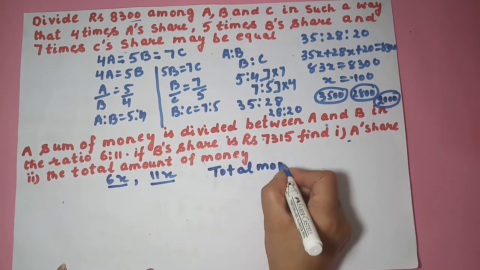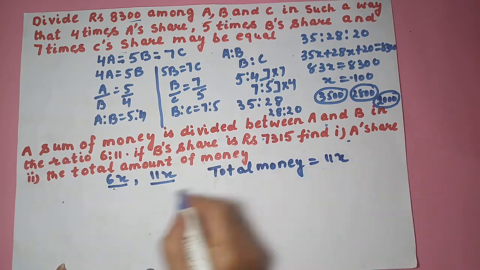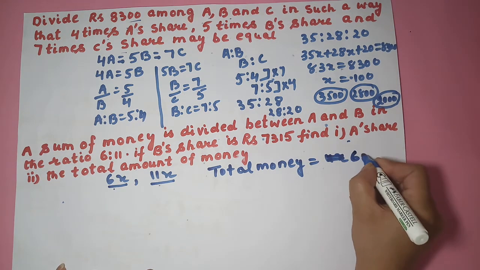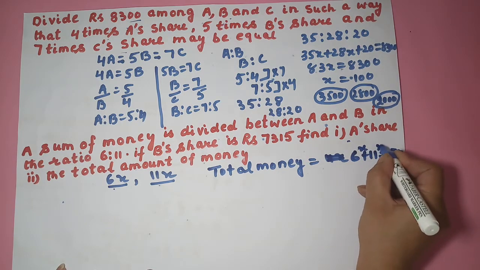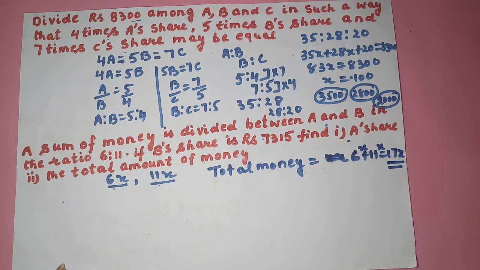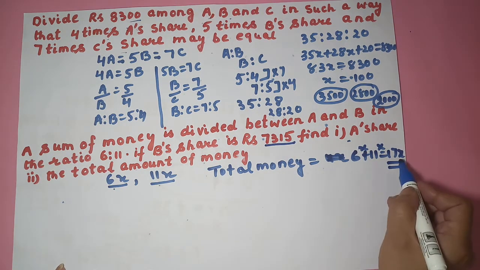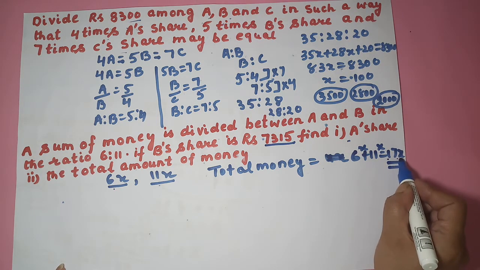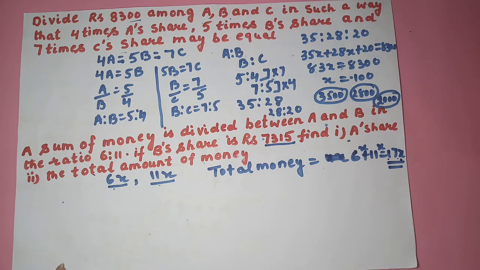My total money will be 11x. 6x plus 11x, that makes it 6 plus 11 is 17x. So 6x plus 11x is 17x. So 17x is my total money. Now he's saying that if B's share is 7315, then if I get the value of x, I can multiply that by 17 in order to get the total amount of money. Now how will I get this x?